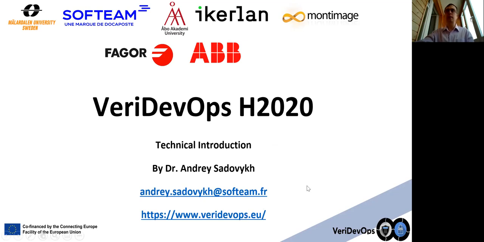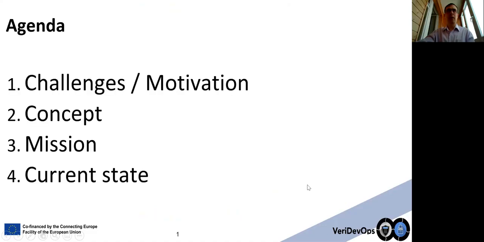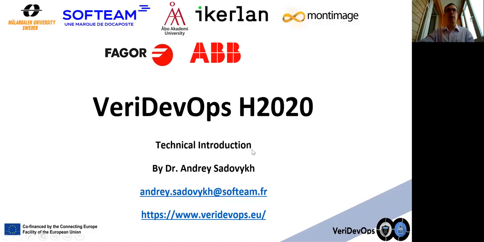This presentation is about the basics of our project, the basic concepts, and our motivation for this project. I also would like to thank the partners of the project: Mälardalen University from Sweden, Softeam, ABBA Academy, eKerlan, Montimage, Fagor, and ABB. Together we will develop specific technologies to cope with various security vulnerabilities at design, development, and runtime. I also would like to thank the Horizon 2020 program from the European Commission for supporting and funding our project.